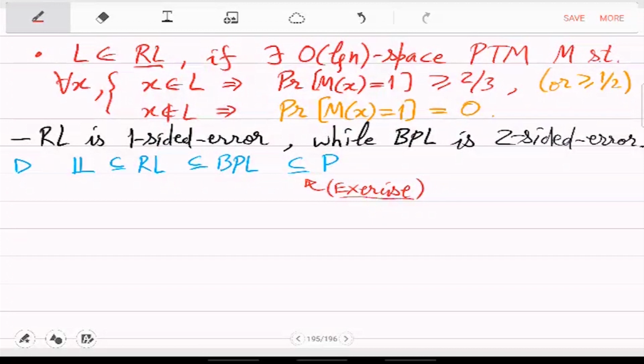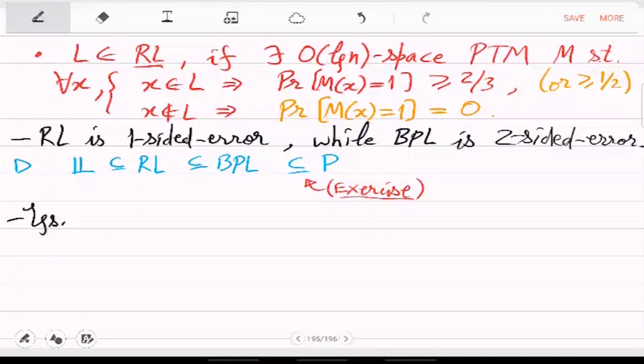Why is BPL contained in P? So here the idea is that in log space it can only use log many random bits. So you can actually go over all of them, and you can compute the probability for an input string x in polynomial time. Okay, so if the probability is more than 2/3, then more than 2/3 of the random strings are accepting, then you say it's a yes string. If only 1/3 were accepting, then you say it's a no string. So this simulation can be done in polynomial time.